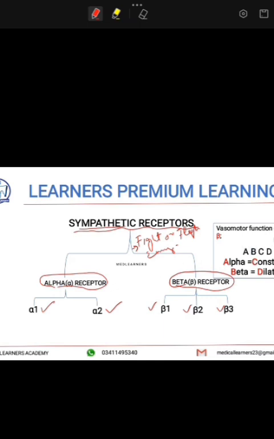Another thing you need to remember is the vasomotor function of alpha versus beta. Think A, B, C, D. This means alpha constricts and beta dilates. You have to remember this, A, B, C, D. Then you can group them like this, AC meaning alpha constricts and BD meaning beta dilates.